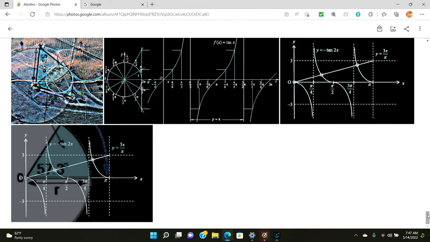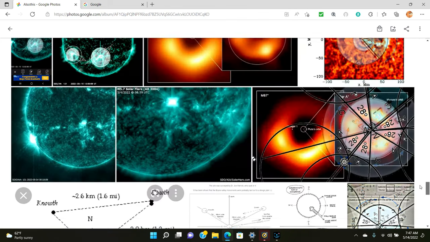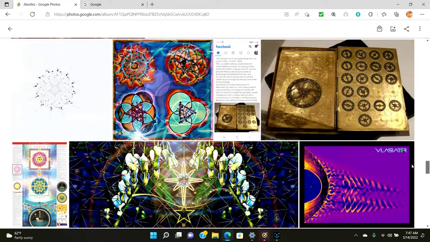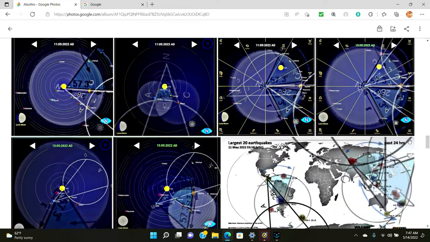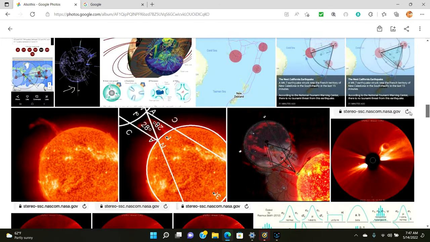So anyway, these become significant because they're found everywhere. So when we take this, the length of the radius, and we add it to a radian, we wind up getting this shape, and the shape is all over.